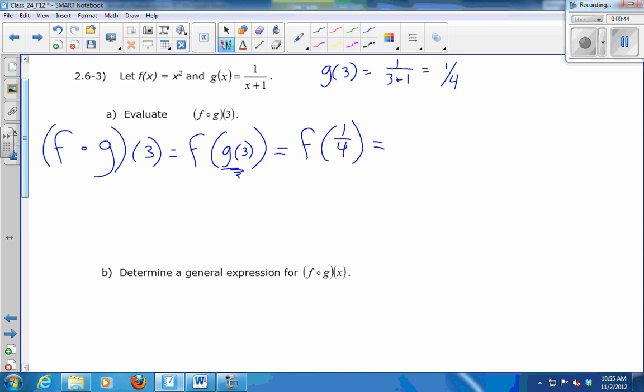Close. f is the function that squares stuff. What is 1/4 squared? 1/16.